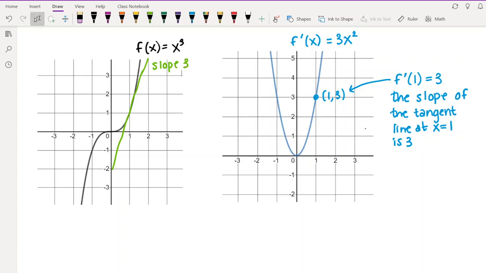So that's what I mean when I say that every point on the derivative function tells you information about your original function. The other thing that we talked about last time was this idea of increasing, decreasing, and 0, and I want to reiterate that part.